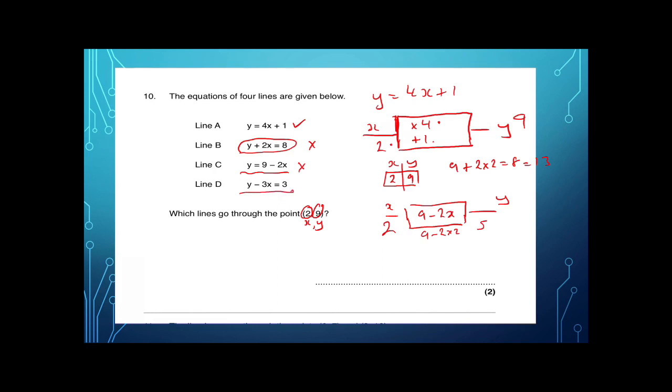And then the final one we're going to look at, y minus 3x is equal to 3. Let's see if that's true. So y is 9 when x is 2. 3 times 2 is 6, and 9 minus 6 equals 3. So in fact, that's also true.